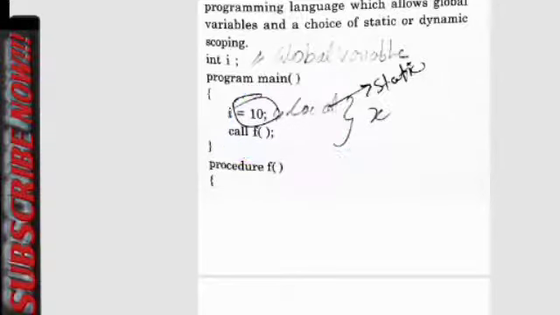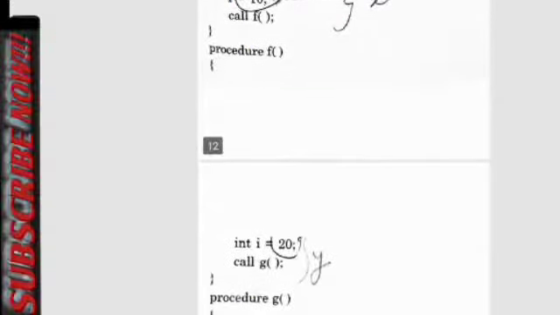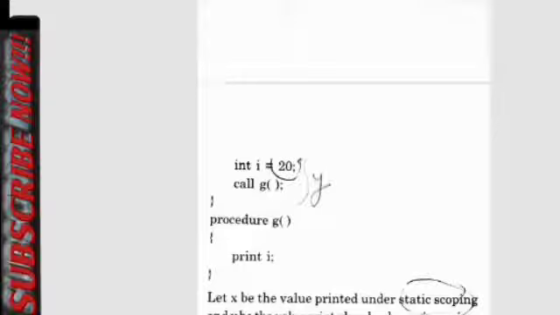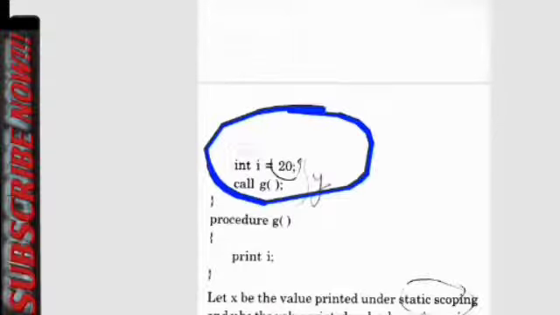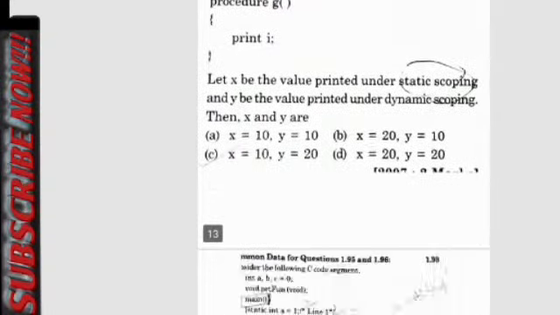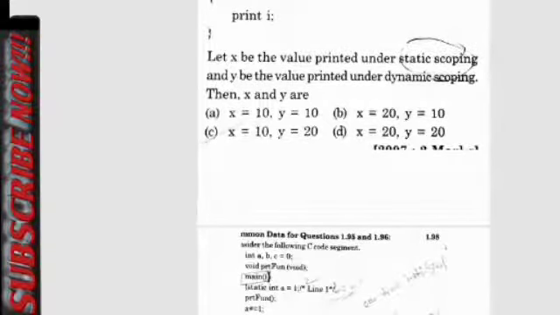Now come to the next procedure, which calls function f. Here we get i equal to 20, and this is the dynamic change. In the case of static scoping the value of i is not changed, but in the case of dynamic scoping the value of i is going to be changed. So here y equal to 20. So option C is the correct answer, meaning x equal to 10 and y equal to 20. Now come to the next question.